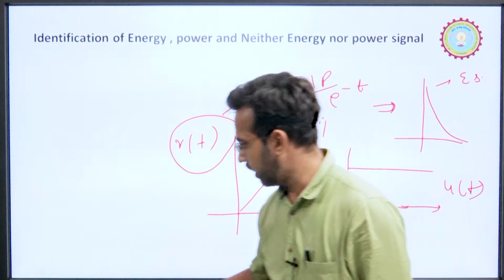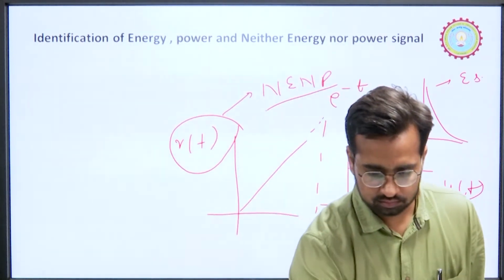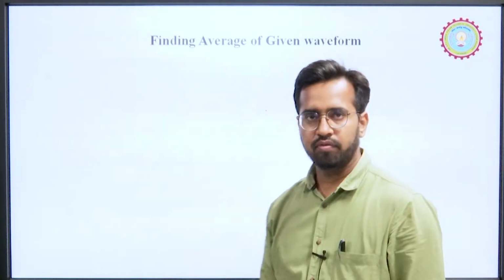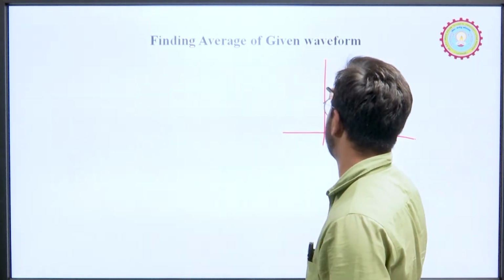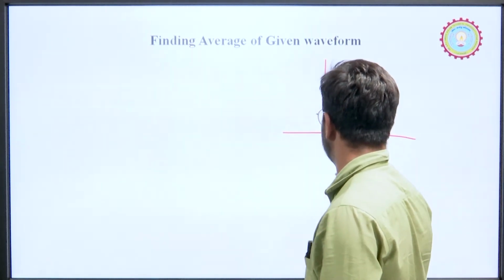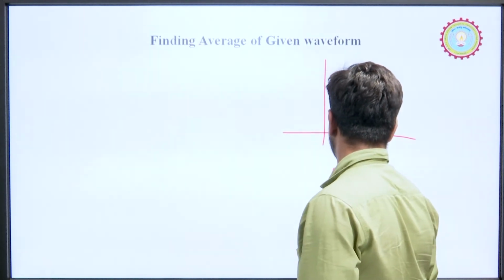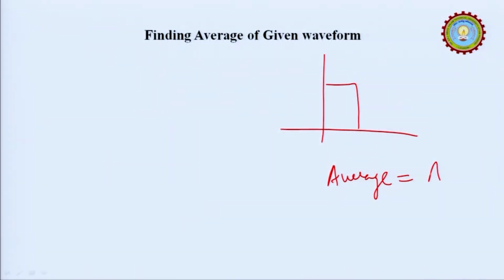Okay. Next, finding the average. I have already told you how to find the average. Find the area, and the average will be area upon time duration. We have already seen this, how you have to find the average: area upon time duration.